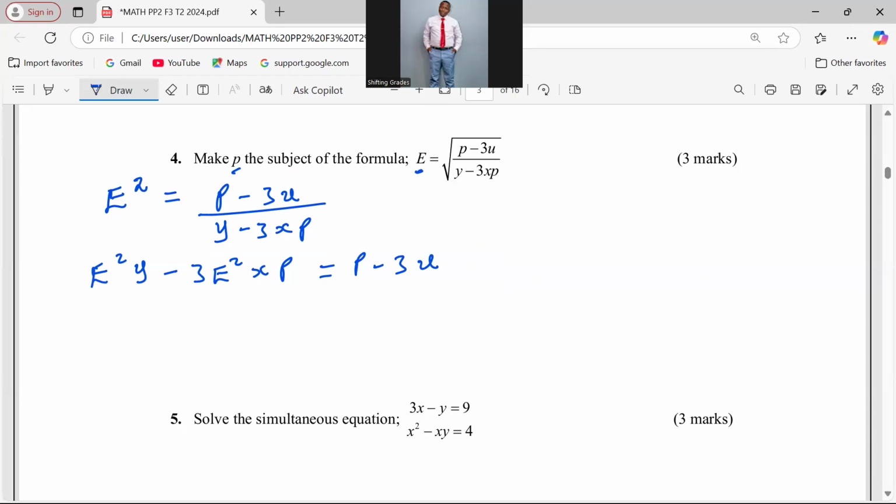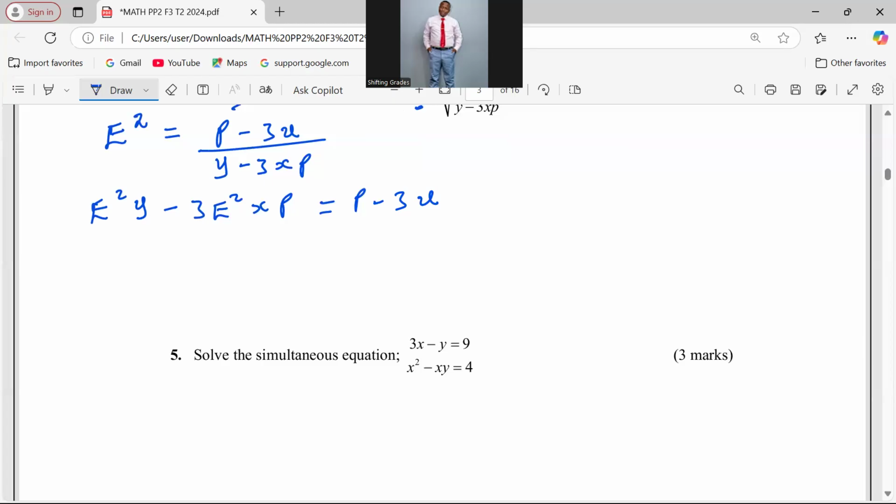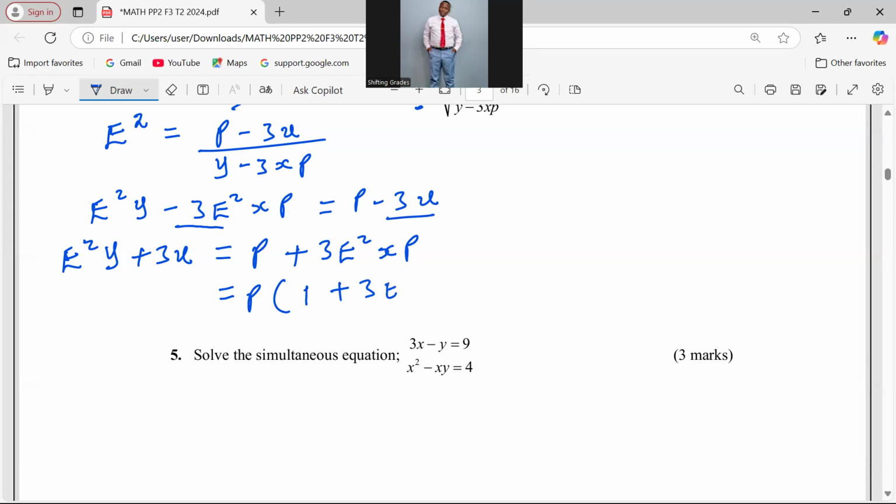The other thing we do here is we group the terms with P together. For us to group the terms with P together, the ones without P will also automatically be found on the same side. So let me begin by having E squared Y, and negative 3U now becomes positive 3U. That is equal to P, and what was minus here now becomes positive on the right-hand side, 3E squared XP. So that at this point, P is factored out. We remain with P times (1 plus 3E squared X) equals E squared Y plus 3U.